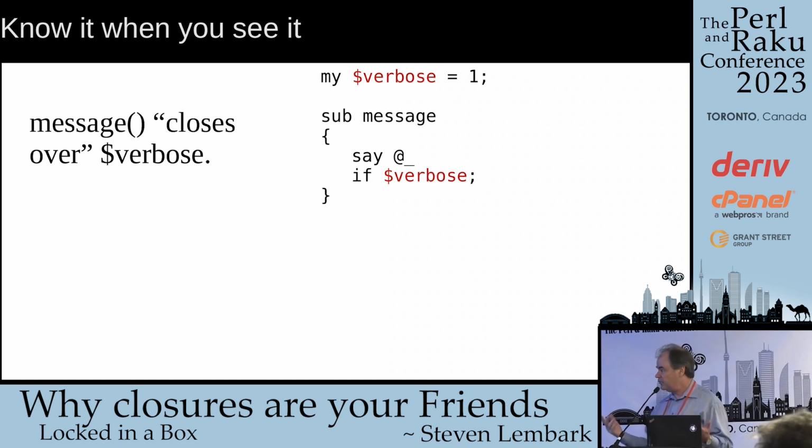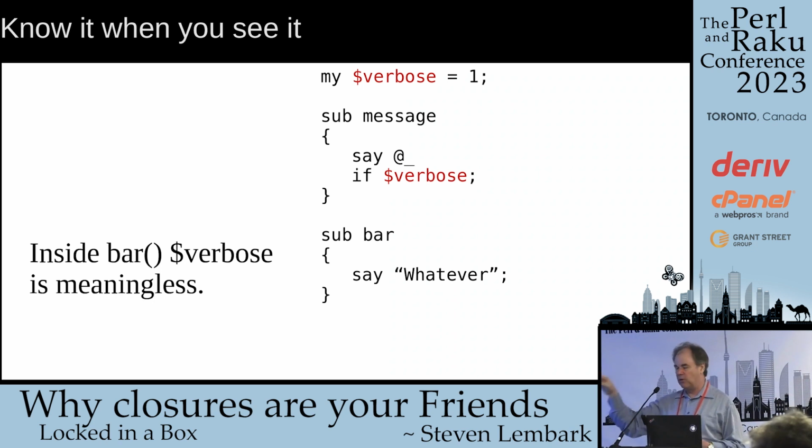So in this case, you have a verbose up on top. You've got a verbose in the middle of a subroutine. Bang! That subroutine is a closure. If I look inside of bar, if I put a breakpoint in the Perl debugger and I get into the middle of bar and I do an x $verbose, I'm going to get undef. The verbose variable is meaningless inside of bar. The only place it has something useful here on the screen is inside of message.